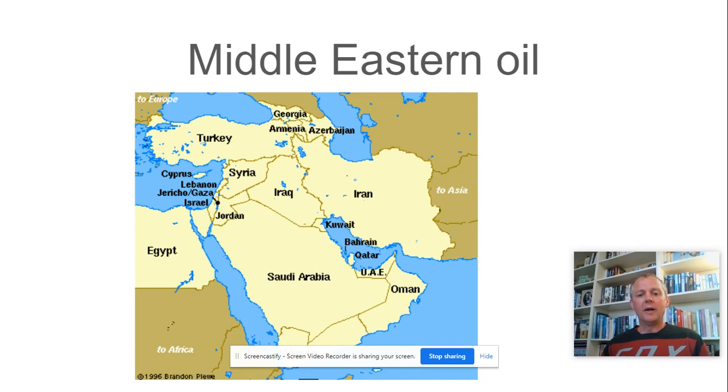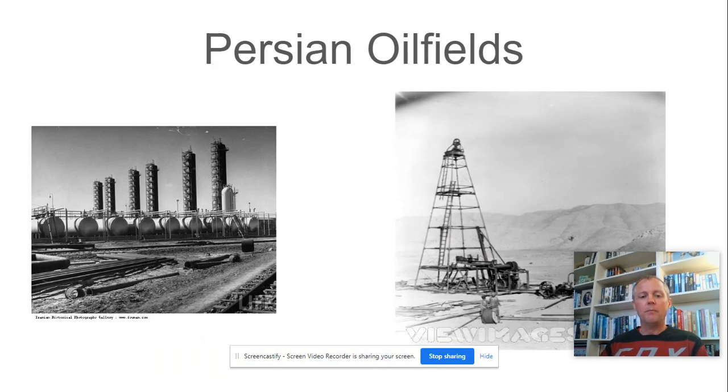There's a second reason why the Middle East was an important area to the British in the Second World War, and this was because of oil. If you're looking at the center of the map, you can see modern-day Iraq and Iran. Now, in the 1930s and 1940s, these were areas where the oil industry was developing, and the so-called Persian oil fields of modern-day Iraq were extremely important to Britain.